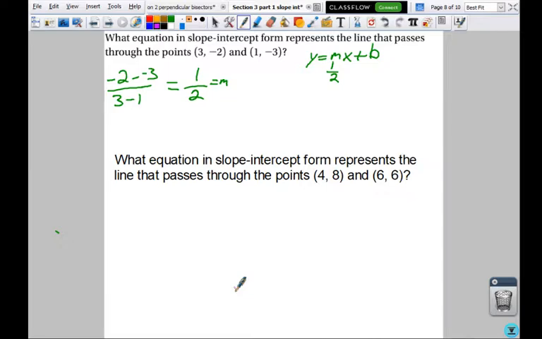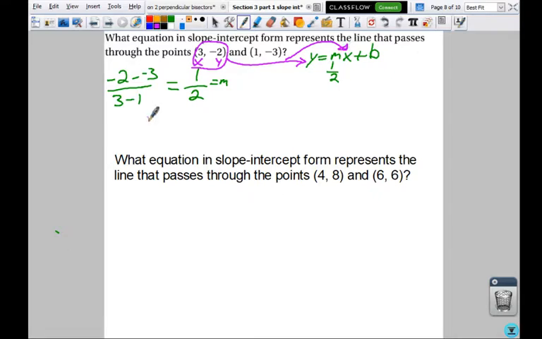Left or right? For this point, 3, -2, or this one, 1, -3. First or second? Just tell me first or second. It doesn't matter. First one. Okay. So if I'm gonna use the first one, I have x and then y inside my first one, right? So I'm gonna take this 3 and this -2, and put it in for my x and y in my equation.